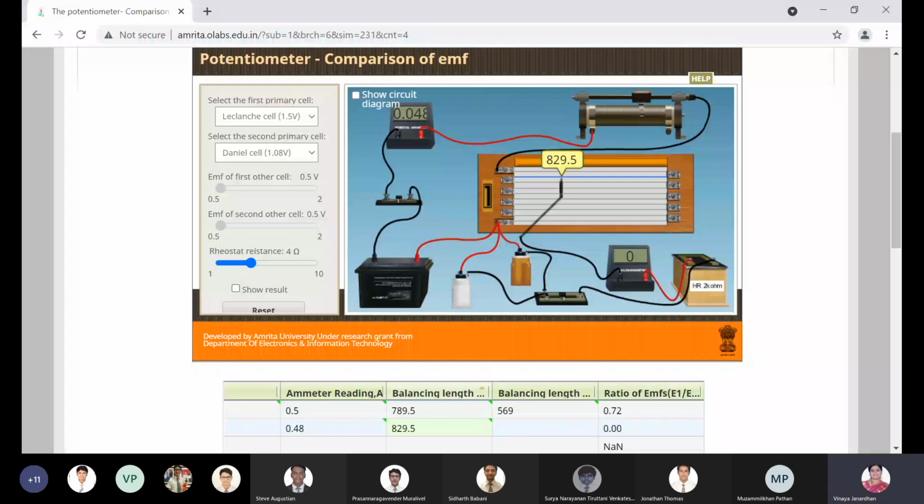So 12B. Today, what is the date? 21. So potentiometer. Meter 1 experiment. So Prasanna 5. Then I can see Surya's work. Fine, Surya's work. Fine.